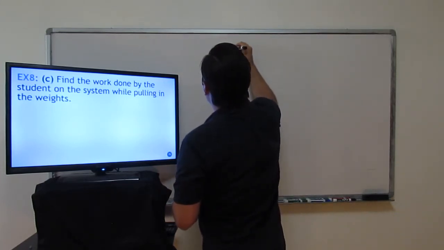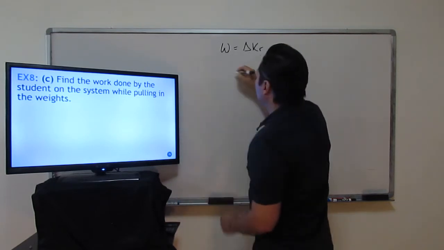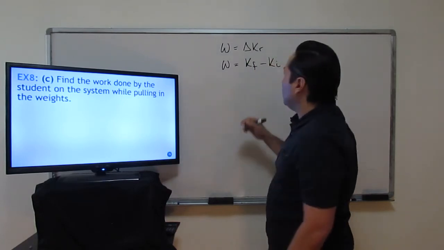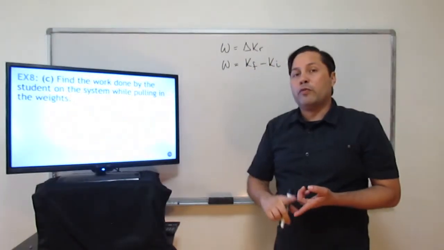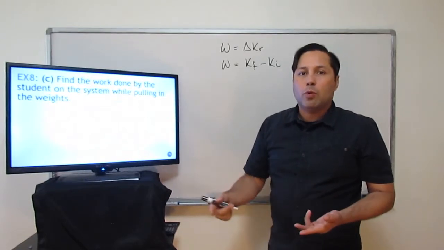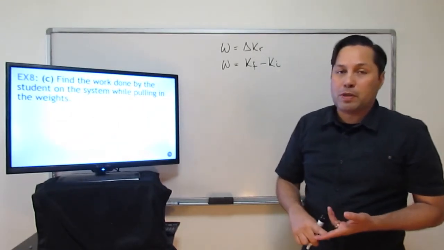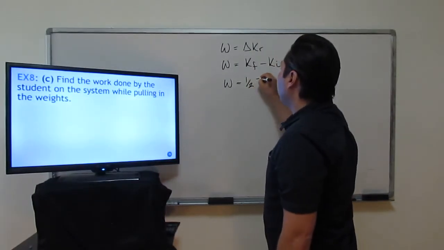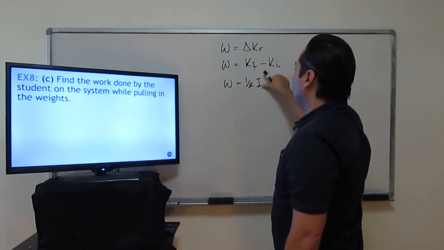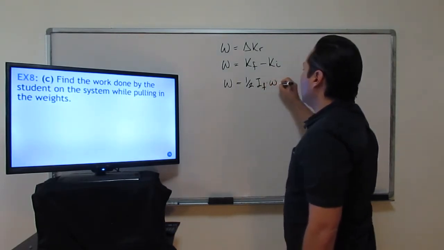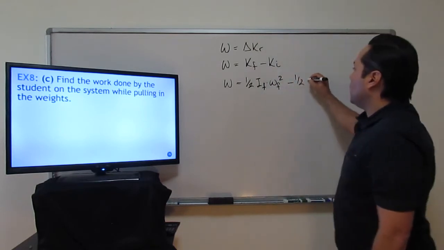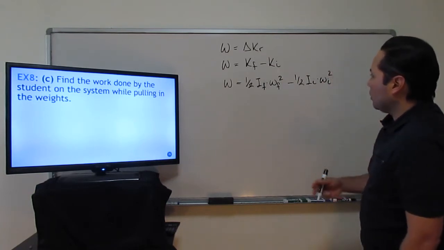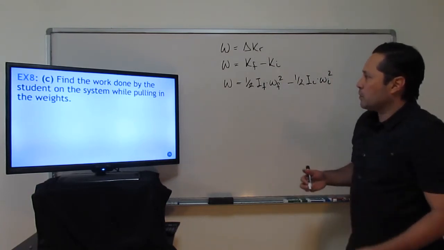So work is equal to change in rotational kinetic energy. Therefore, work is equal to kinetic energy final minus kinetic energy initial for rotational kinetic energy. The formula for rotational kinetic energy is 1/2 moment of inertia I multiplied times angular speed squared. So it will look like this: work is equal to 1/2 I final times angular speed final squared minus 1/2 moment of inertia initial times angular speed initial squared. Those are our values, so we're going to plug them in and solve.